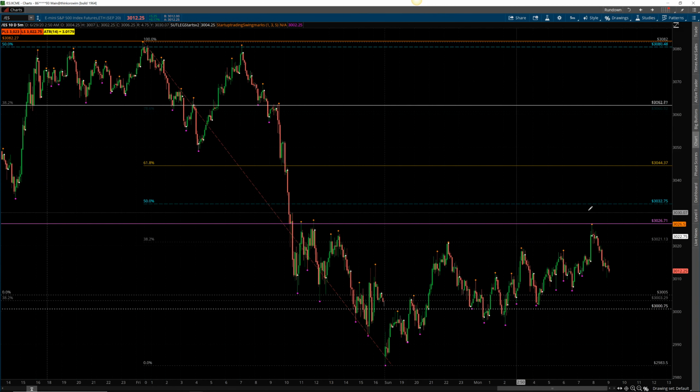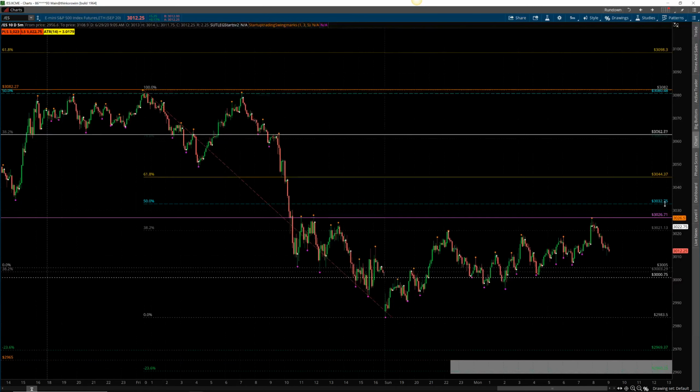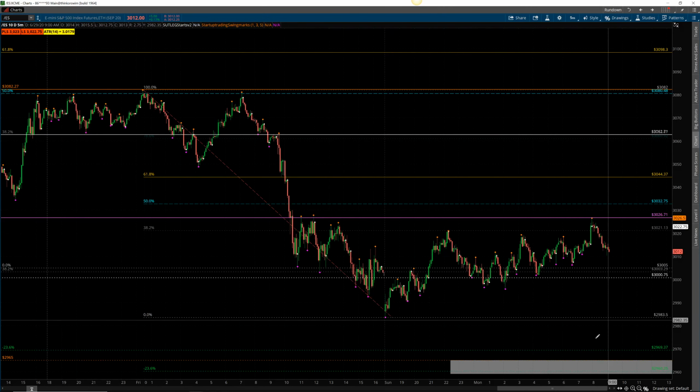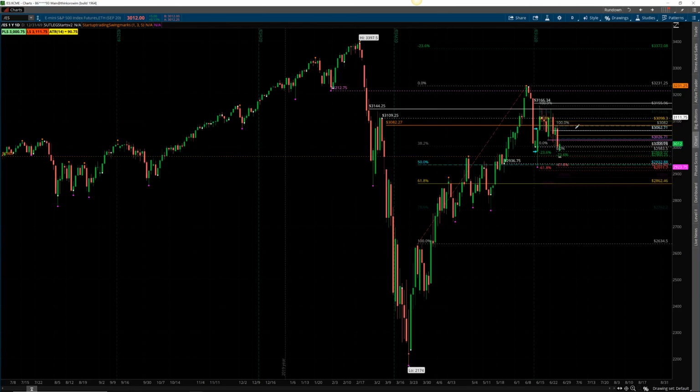I'm not looking to take any action until we run into the 30.32s right now. My bias is still lower, especially below the 30.44s. My bias is definitely short here. If we were to get a support level to trade, I would like to see us rotate down to 29.65.